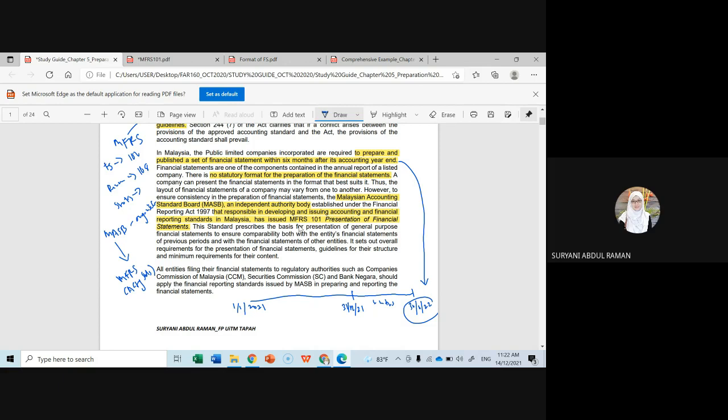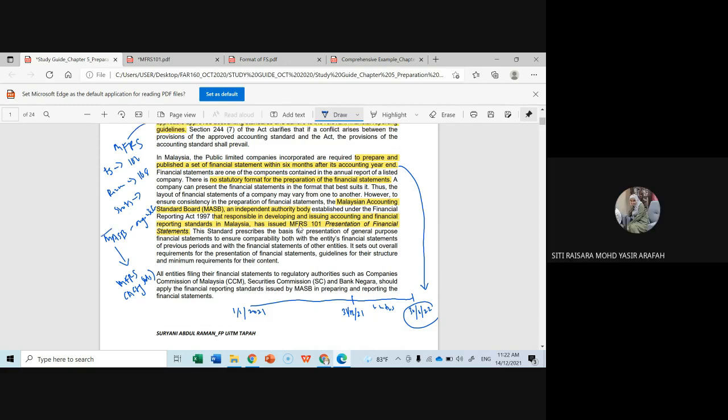Faham tak? Apa beza MASB dengan MFRS? Boleh faham tak? Kalau macam pening sikit, madam. Apa yang pening? MASB apa? Organisasi. Contoh apa? UiTM. UiTM organisasi tak? Organisasi. Betul kan? UiTM adalah organisasi, betul? Satu badan, betul tak? Betul.